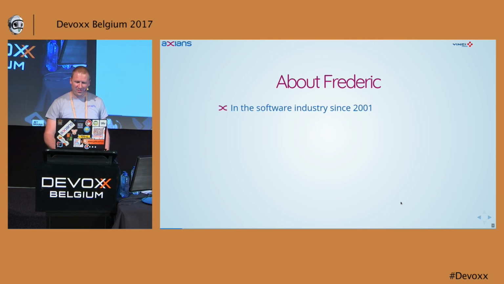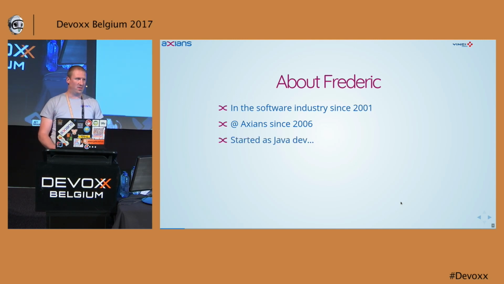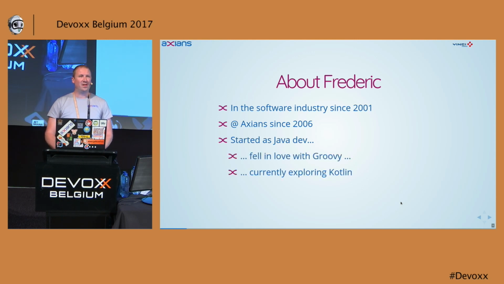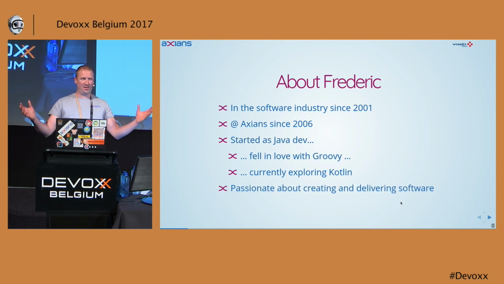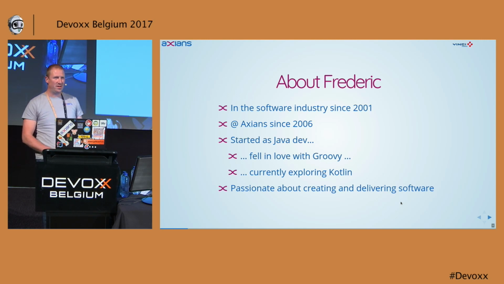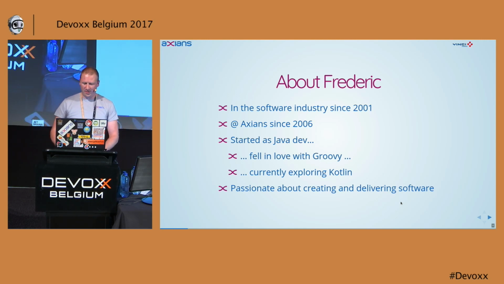About myself. I'm since 2001 in the software industry and since 2006 at Axians. I also started as a Java dev, as a UX, but then I fell in love with Groovy. Currently I'm exploring Kotlin a bit. I'm just overall passionate about creating software, but also delivering it. And that's what Openshift and continuous integration and delivery is all about.